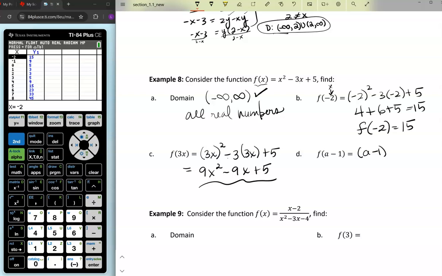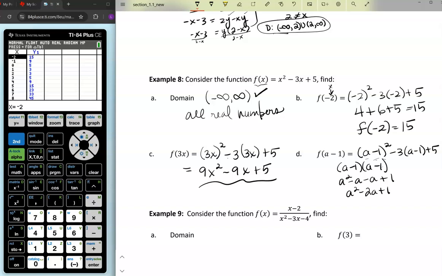And then f of a minus 1. I'm going to put a minus 1 in x squared minus 3 times a minus 1 plus 5. And then I'm going to take the opportunity to remind you that when you have a binomial, something like a minus 1, and you square it, it is not equal to a squared minus 1. Because a minus 1 quantity squared means a minus 1 times a minus 1. And that means that we're going to have a times a is a squared, negative 1 times a is negative a, a times negative 1 is negative a, negative 1 times negative 1 is 1. So we're going to have a squared minus 2a plus 1.